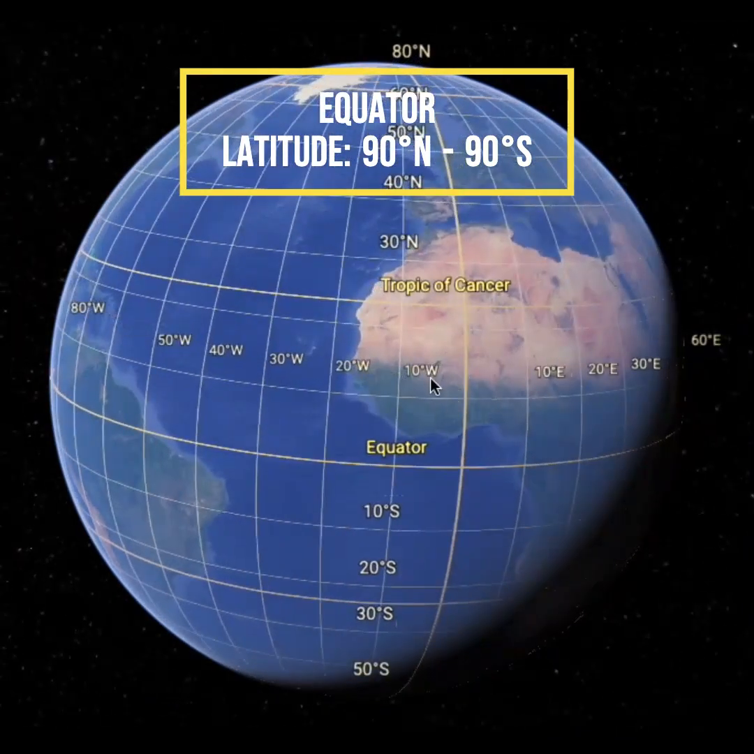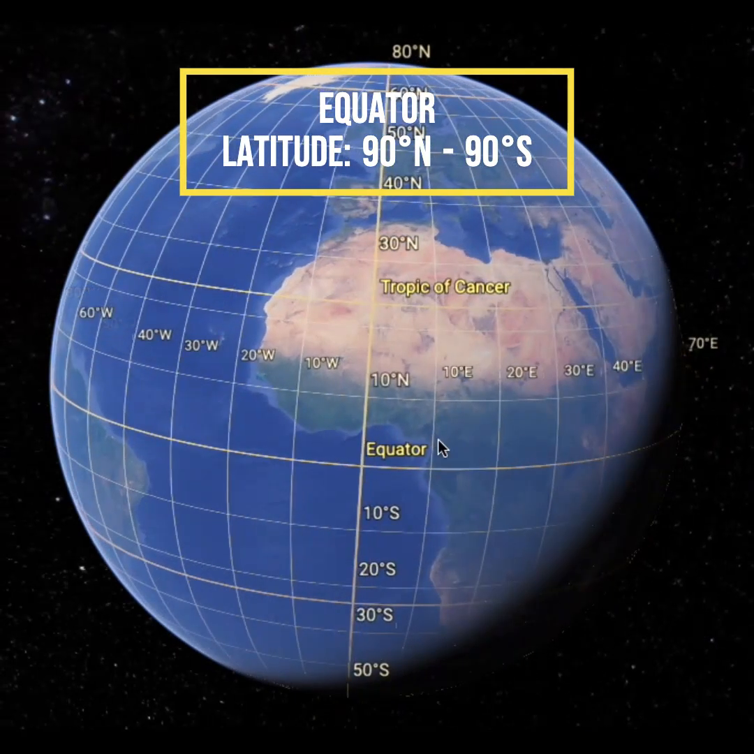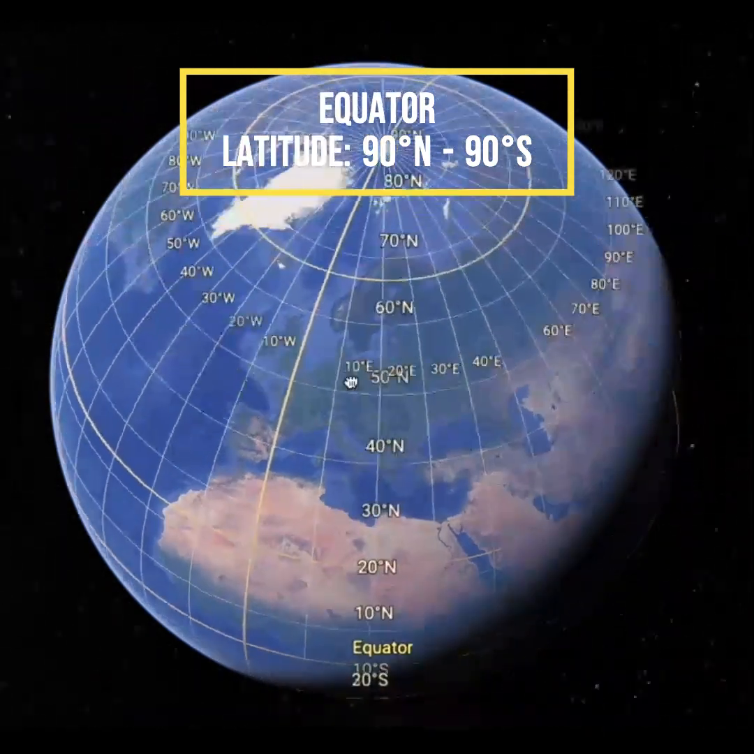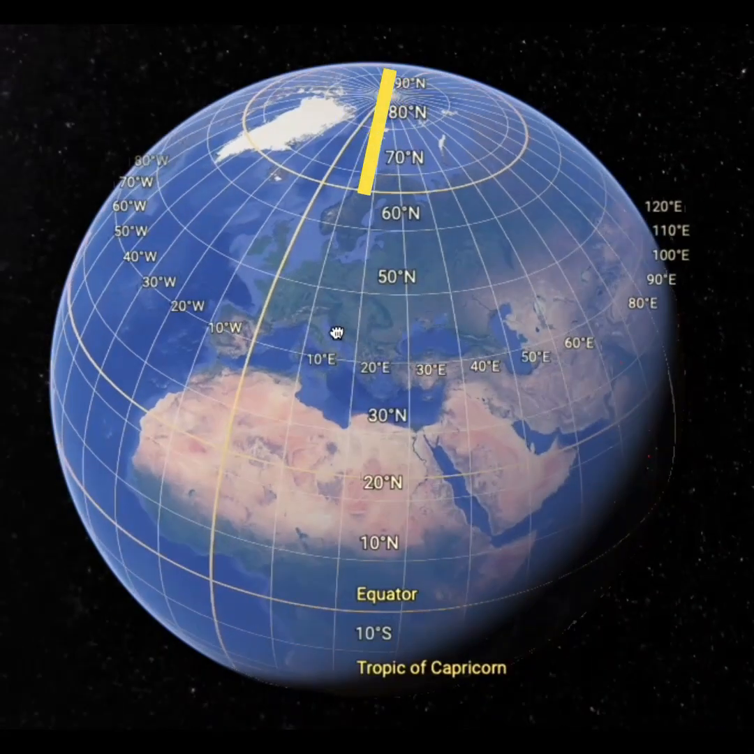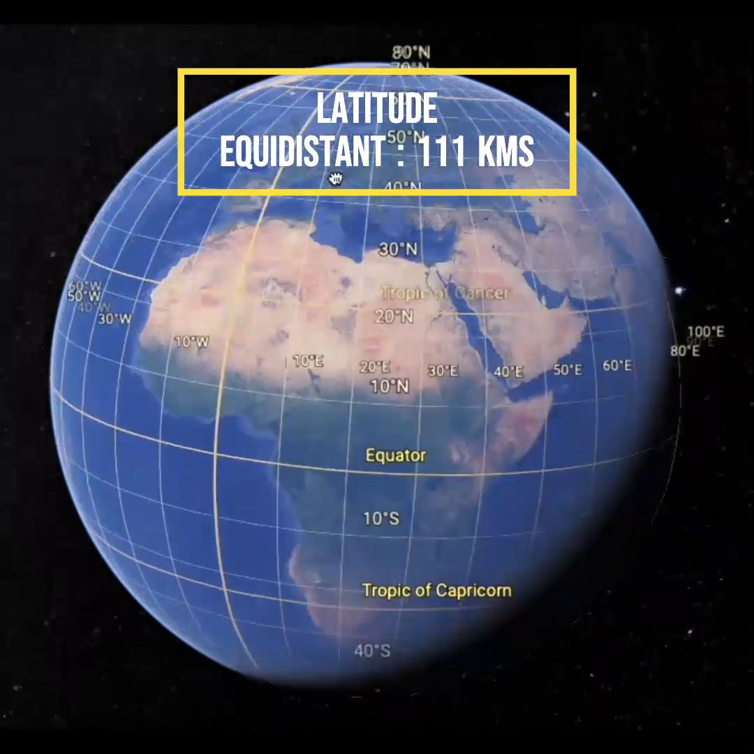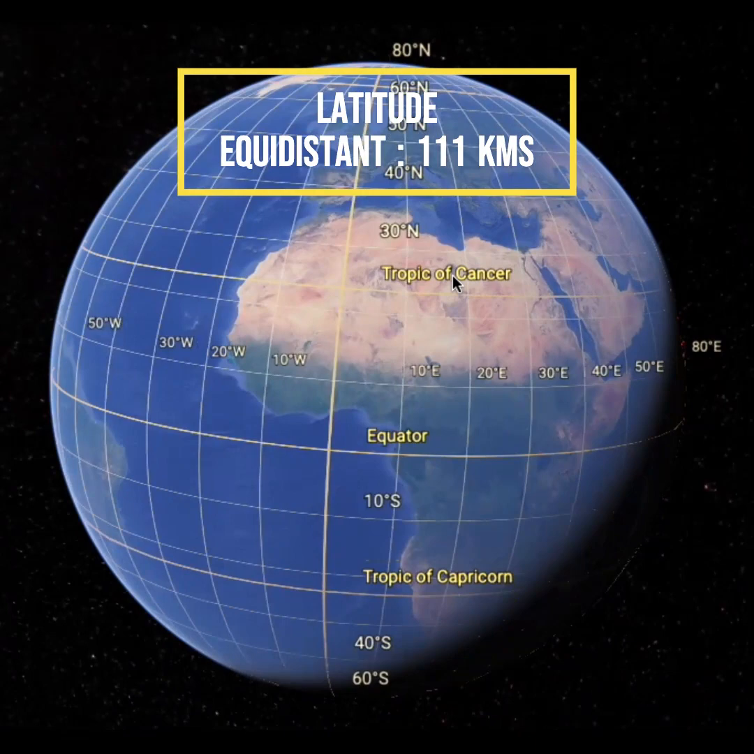And, as we can see, the circle at the equator is the longest distance, and when it starts moving away towards the pole, it becomes the shortest. The equator crosses the prime meridian at right angles. The distances between each degree of latitude are, more or less, constant and are close to 111 kilometers.